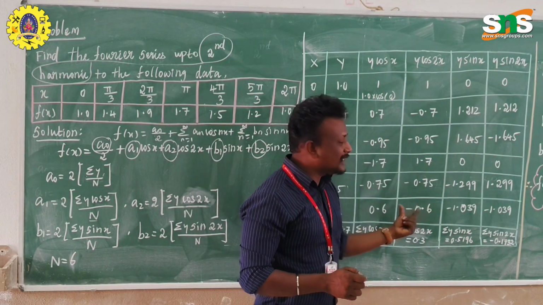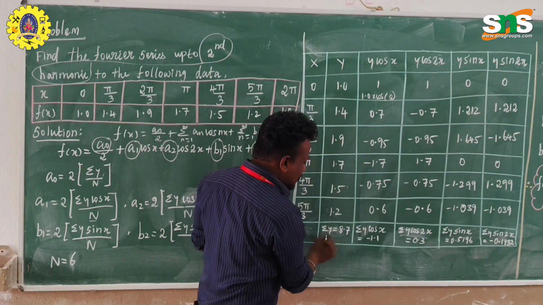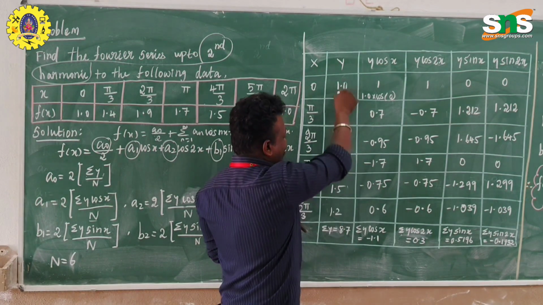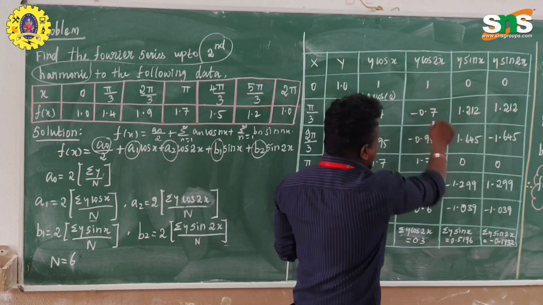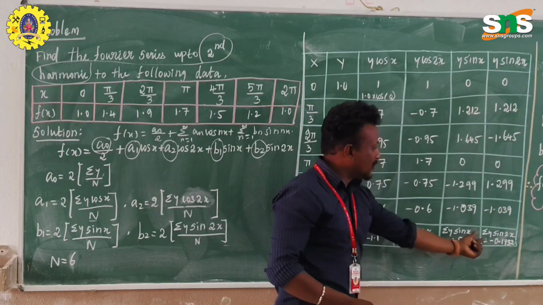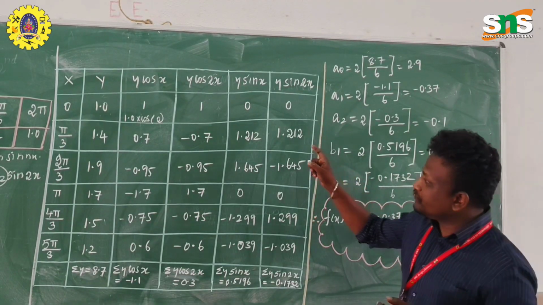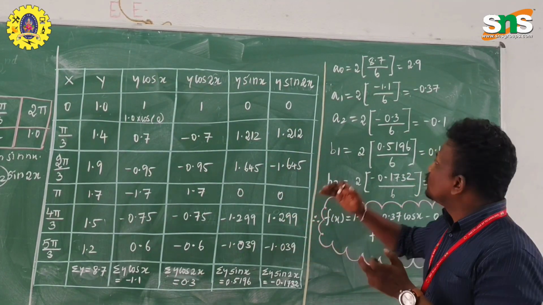After feeding in all these results, your next job is to add, that is called summation y. Summation means we have to add all these y values, right? So summation y is equal to 8.7. Similarly, you have to add all these results and you will get the other required things. After you find the results that you require in the tabulation, let us come to here.